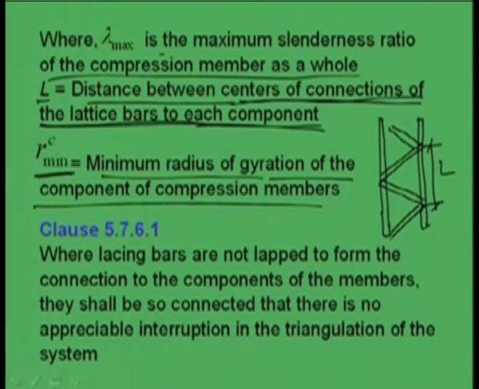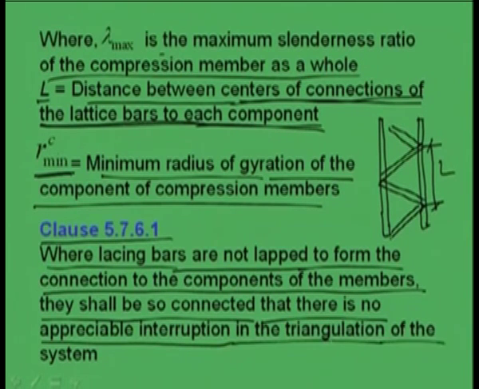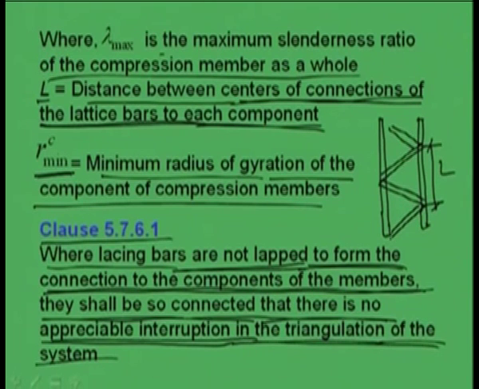In clause 5.7.6.1, it is told that where lacing bars are not lapped to form the connection to the components of the members, they shall be so connected that there is no appreciable interruption in the triangulation of the system. I am repeating once again that where lacing bars are not lapped to form the connection to the components of the members, they shall be so connected that there is no appreciable interruption in the triangulation of the system.